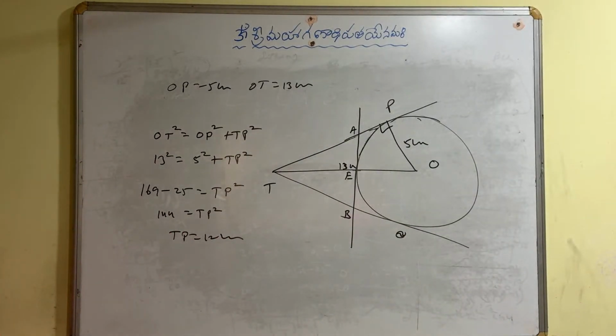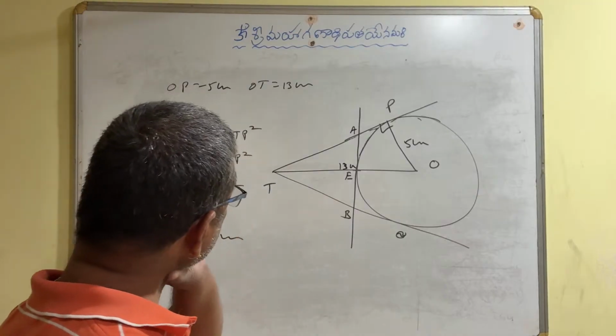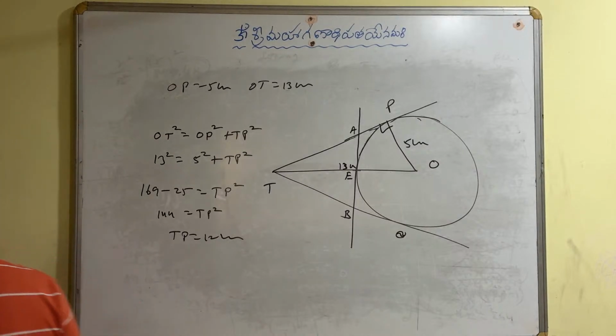Now second question. Find the length of the tangent AB, if the length of the tangent at T is 12 centimeters. Length of the tangent AB. Find the length of the tangent AB, if the length of the tangent at point T is 12.